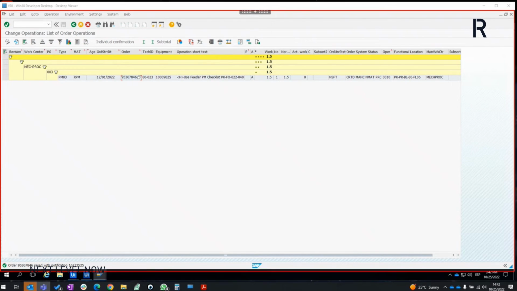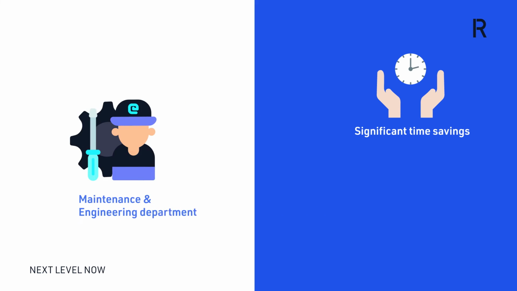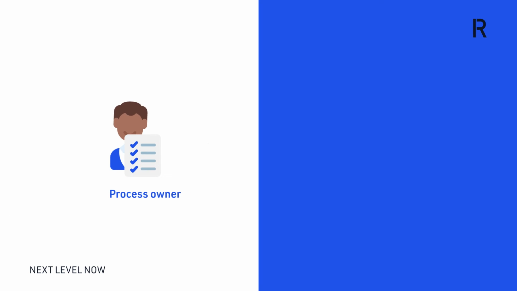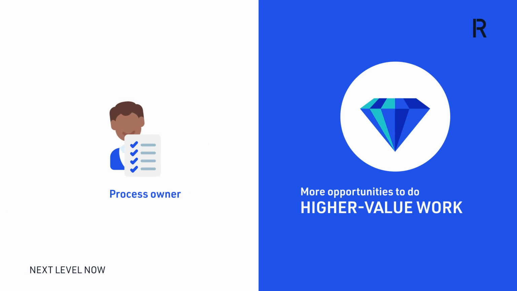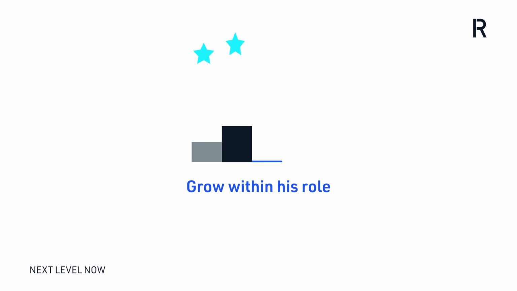With this automation, the maintenance and engineering department experienced significant time savings while generating better forecasts for maintenance scheduling. The process owner also benefited from having more opportunities to do higher value work instead of spending hours a day manually processing this repetitive task, enabling him to grow within his role.